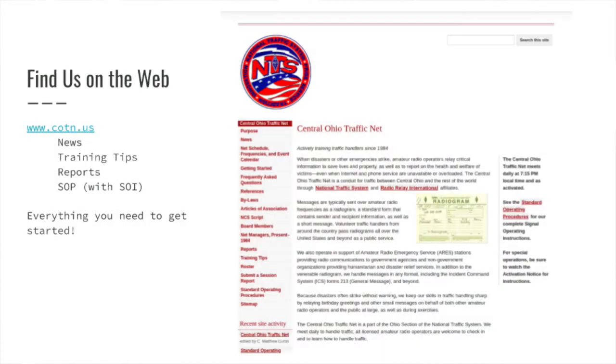You can find more about our services and what it is that we're doing on our website at COTN.us. There we have news, training tips, reports of our activity, and our standard operating procedure, which includes our SOI, the signal operating instructions, telling you the frequencies, modes, and so on, where you can find us. Everything you need to get started is available to you there on the COTN website.